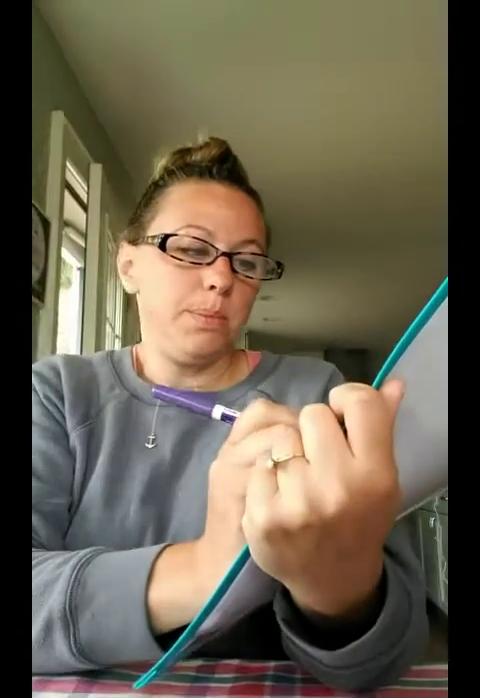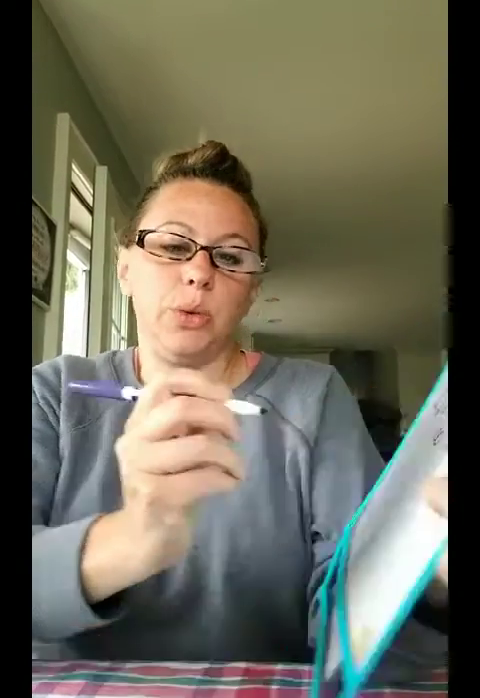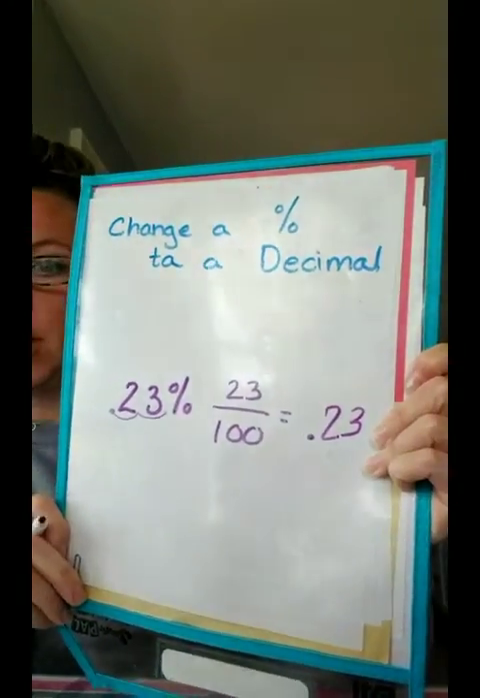So our answer is 0.23. All right, so moving it from decimal to percent or percent to decimal is actually pretty easy because you're dealing with the number 100. You're just moving that decimal point either 2 points to the right and putting percent, or moving it 2 points to the left and using a decimal there.